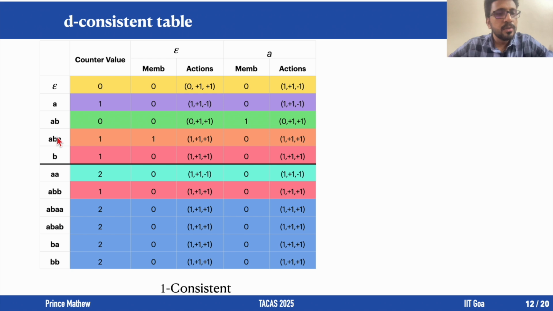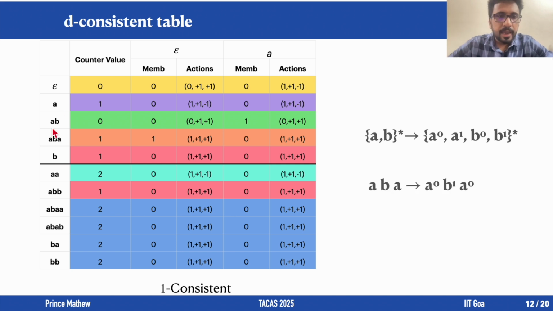You convert that word into the modified alphabet A0, A1, B0, B1. So let's just say if you have ABA, this word will be converted to A0, B1, A0. Okay, so this is basically you are encoding the counter information in the word.